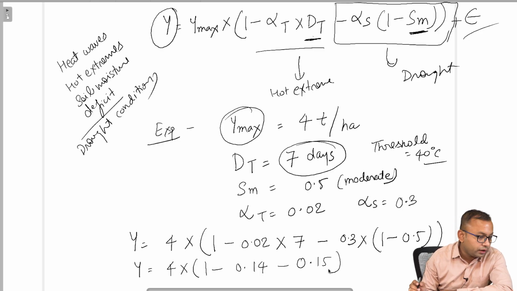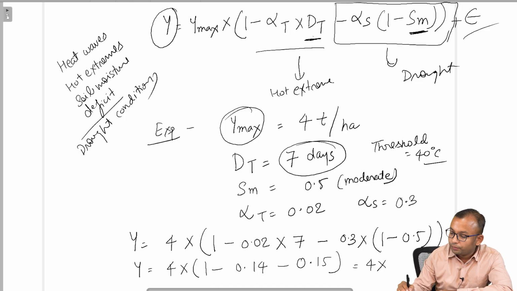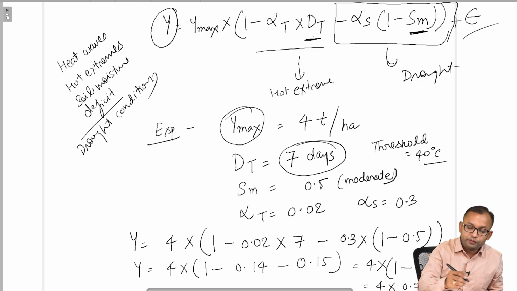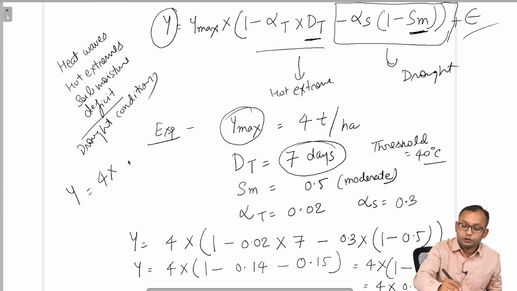So, if you calculate further, this is going to be 4 multiplied by 1 minus 0.29, and if you calculate, 4 into 0.71. So, that is coming out to be y equal to 4 into 0.71.